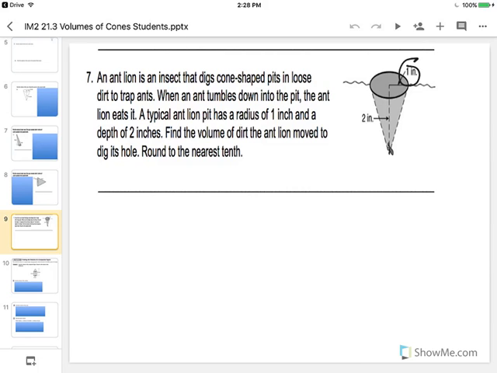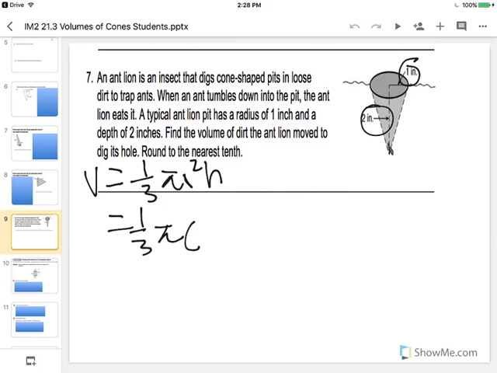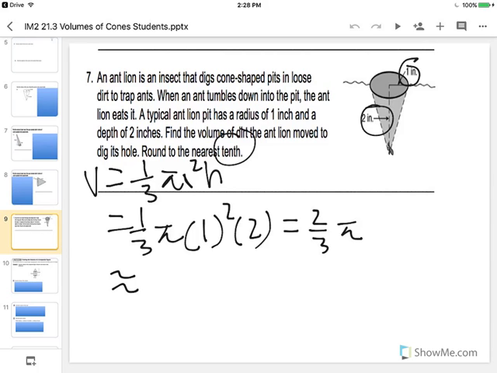So here we're given the radius and the height. Right? So the formula is 1/3 pi r squared times the height. So this is 1/3 pi times 1 inch squared times 2. So then this is 2/3 pi, and we want to round to the nearest tenth. So this is 2.09, so round this off to 2.1 inches cubed.